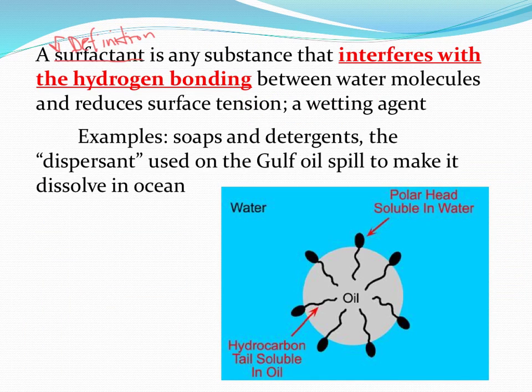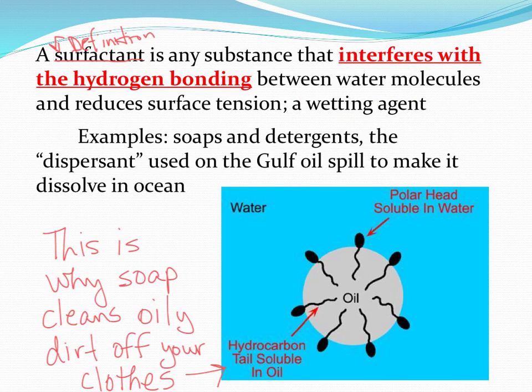Here's another definition. A surfactant is any substance that interferes with that hydrogen bonding and reduces the surface tension. It's sometimes called a wetting agent. One example of a surfactant is soap or detergent. So how does that work?